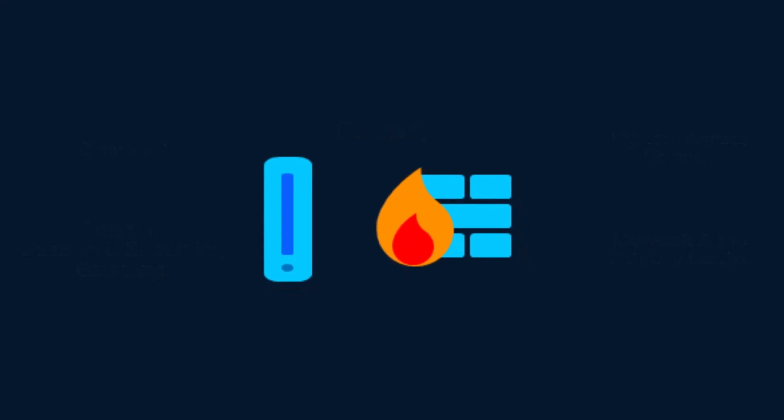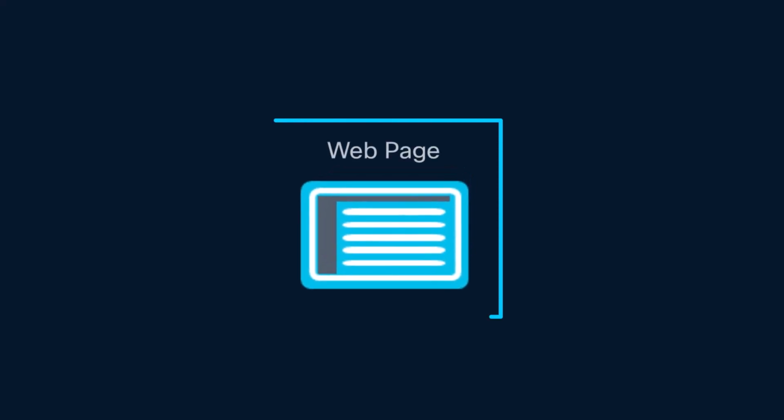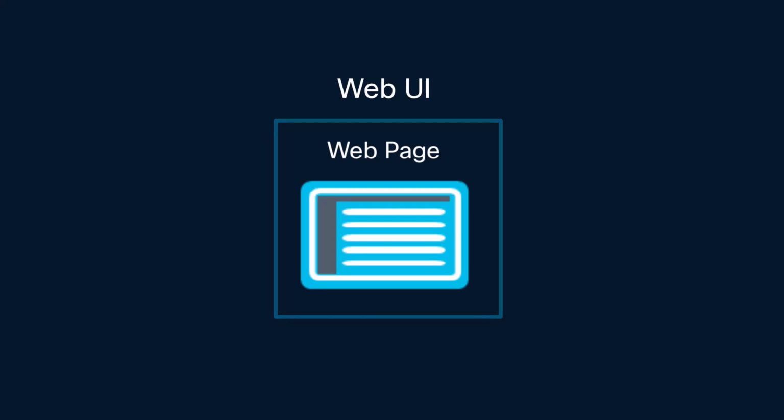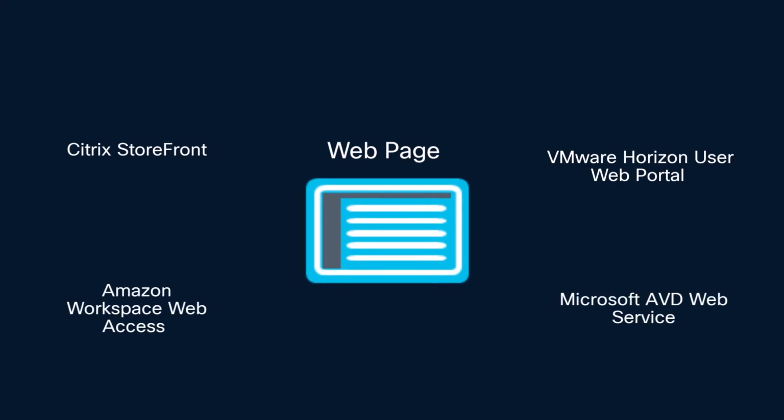Now that we've covered the DMZ, we'll move on to the next major component, which is the web page. Each virtualization vendor provides a web user interface that is used by the users to initiate the connection to the hosted virtual desktop. The common ones we'll see are Citrix Storefront, VMware Horizon User Web Portal, Amazon Workspace Web Access, and Microsoft's AVD Web Services.